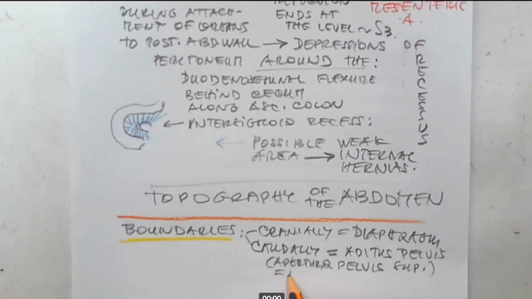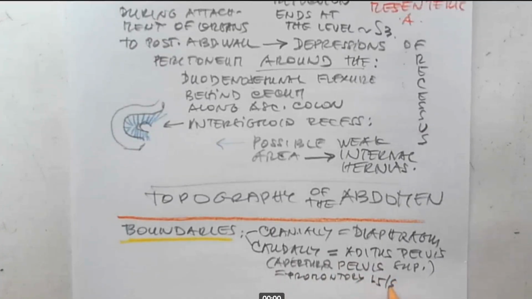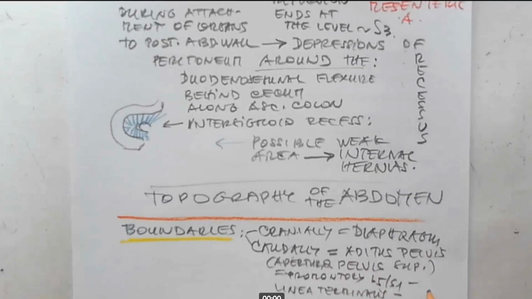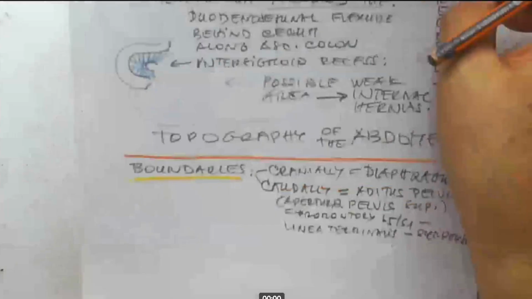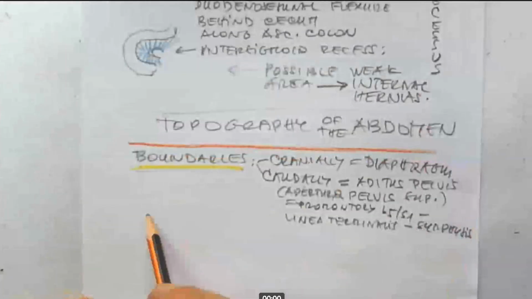It is bounded by the promontory. We know that the promontory is the prominent part between the L5 and S1 vertebra. Then the linea terminalis on the pelvic bone, and what else? The symphysis, easy, symphysis. So we know the boundaries, the limits of the peritoneal cavity.